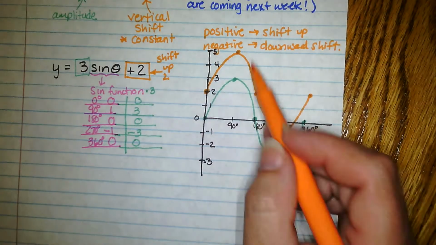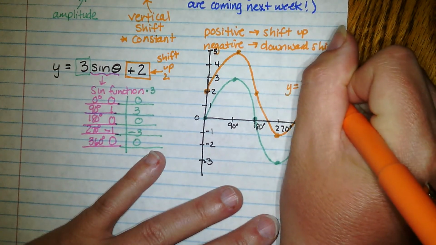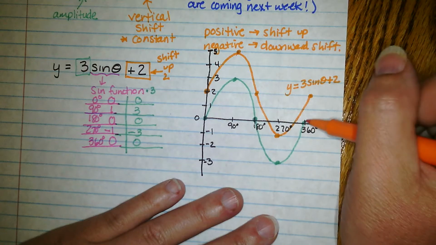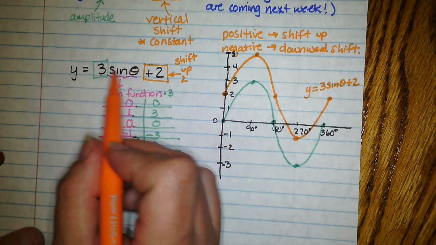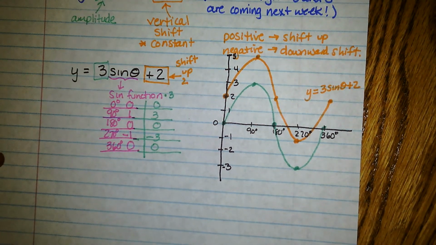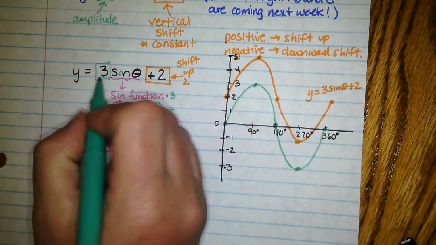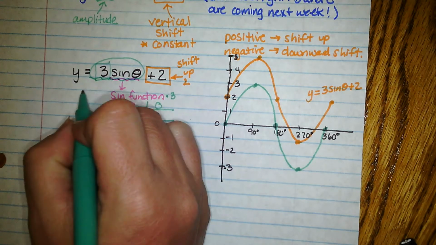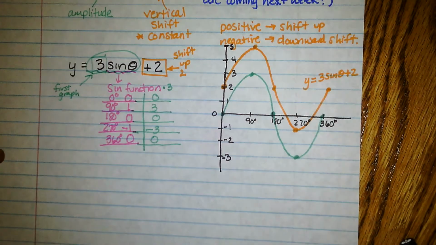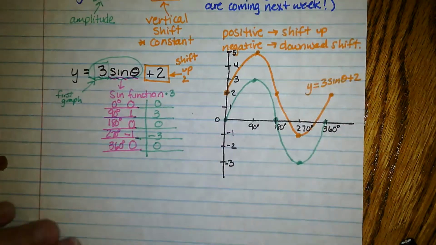And this is my final graph. This is y equals 3 sine theta plus 2. All it did was shift each point up 2 units from my original 3 sine theta graph. Okay, so you want to make sure that you're graphing the amplitude with your regular function. I call that your base graph because that's the one that you're going to use. And then this part tells you what to do with it, shift up.